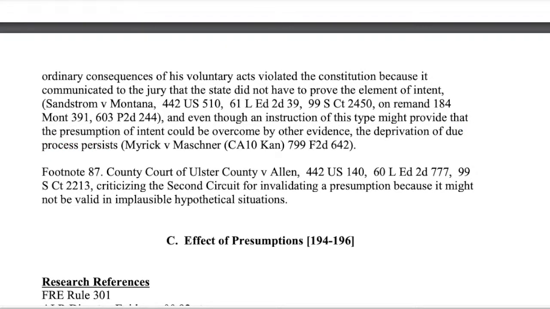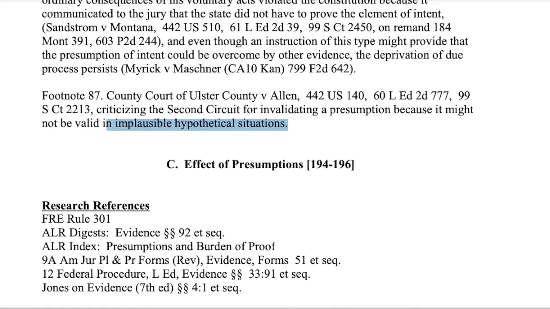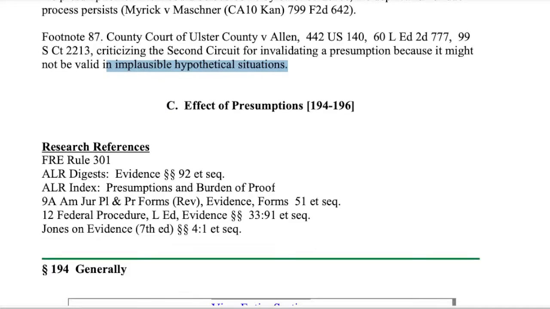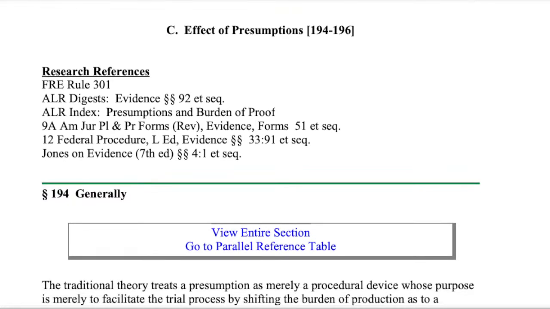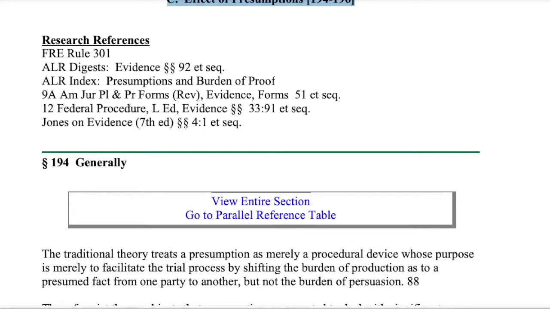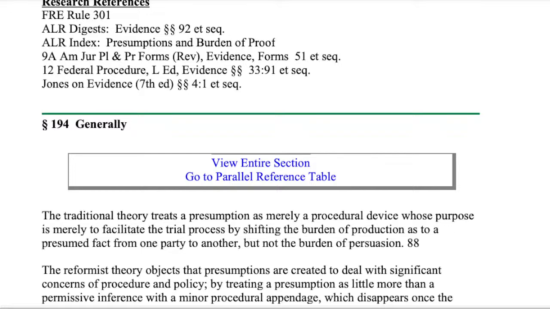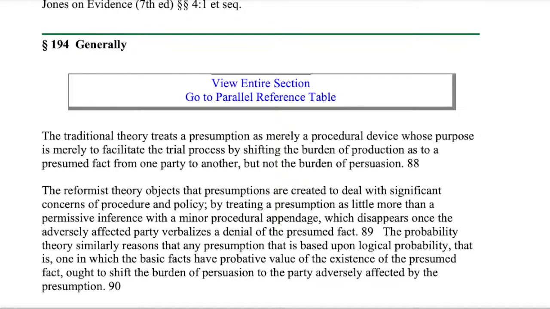And back to Ulster, criticizing the Second Circuit for invalidating a presumption because it might not be valid in implausible hypothetical situations. Wow, that must be an interesting case. Probably why we see all these references to it. All right, so we got through that. Now we're on to Section C, the effect of presumptions. Interesting here. On to 194, section generally.